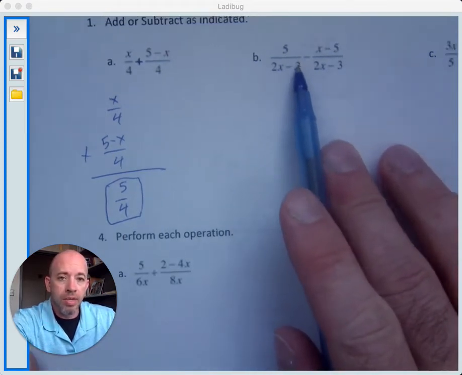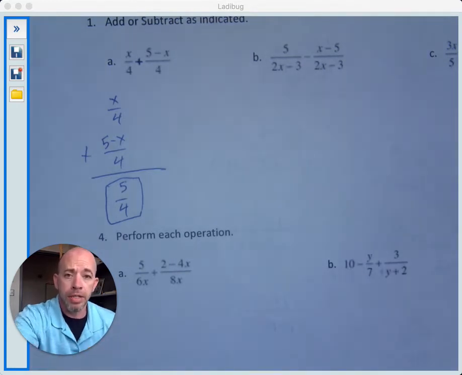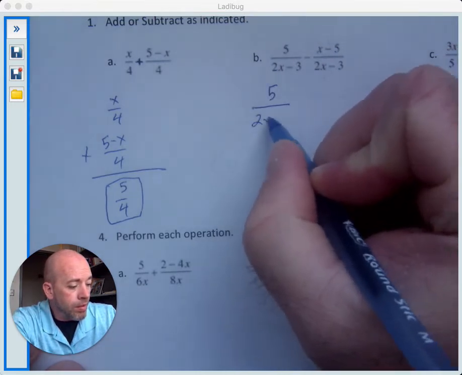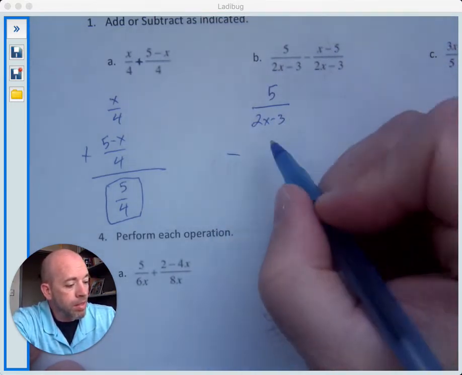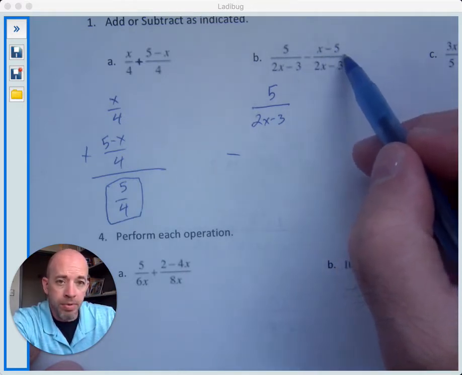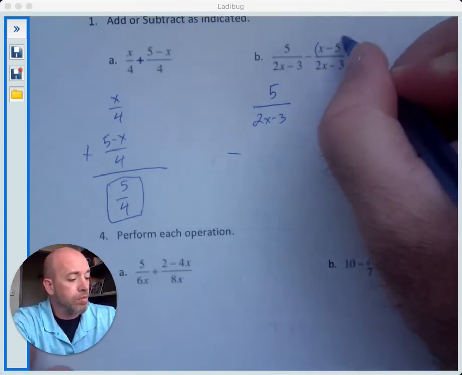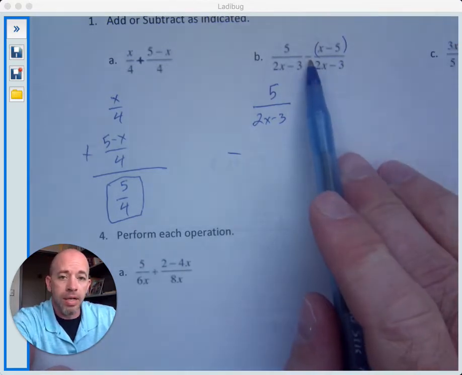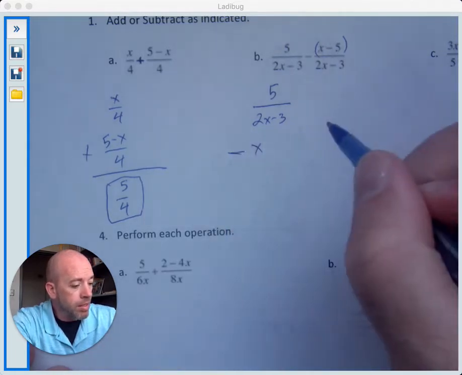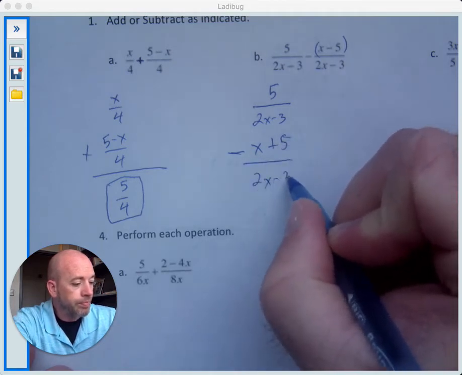The next one, again, we have the same denominator already. This is a subtraction problem. With subtraction, we have to be a little bit careful. Okay, I'm going to write these vertically again. Minus. Now, when you have a subtraction in front of a fraction, the fraction bar is a grouping symbol. And they don't write it this way, but you should, so you don't get confused. Put parentheses around that numerator. That minus sign should get applied to both parts of the numerator. So we really have a minus x minus a negative 5, which is plus 5, over 2x minus 3.